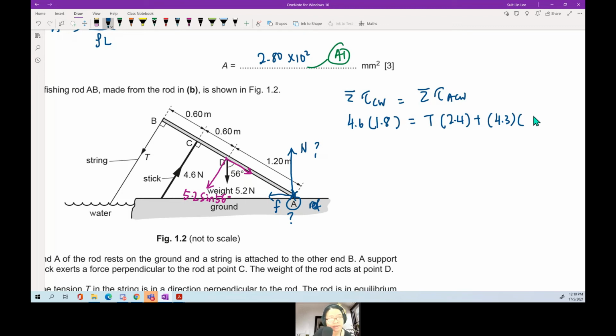So anyway, what is the distance for this? 1.2. Okay, so then I press my calculator. I'll find my T as 1.3 Newton. I guess if you put 4.31, you may get a slightly different answer. If you take 5.2 sine 56, you will get a slightly different answer. As long as you round to 2 SF, the answer is the same. It's okay. Round to 2 SF, make sure the answer is the same. Can?